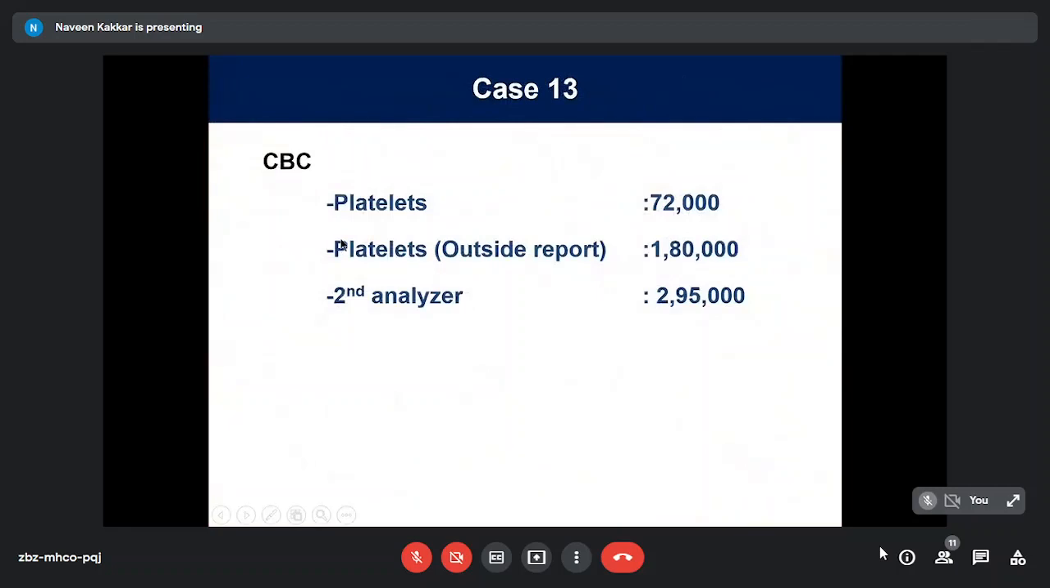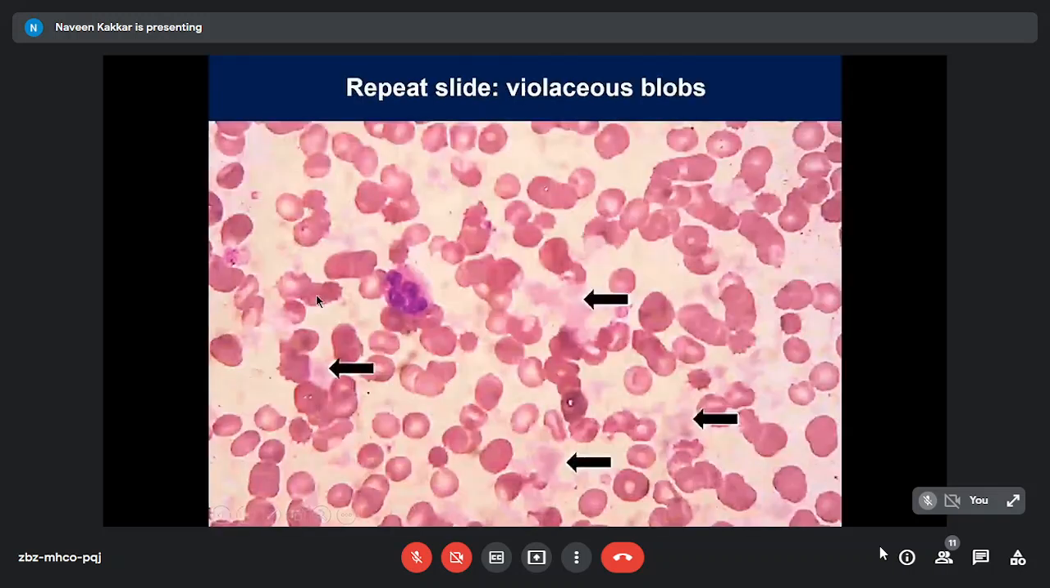Meanwhile, the platelets that we got on our count was 72, and the patient then brought out an outside report that said 1,80,000. We sent it to our second analyzer in the main lab upstairs. We got nearly 3 lakhs. So very, very variable count, and we didn't feel there were enough giant platelets for that interference.